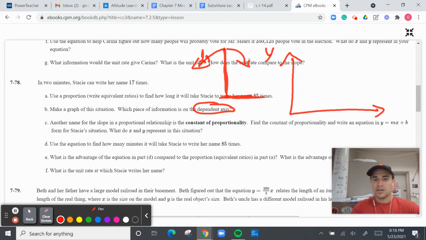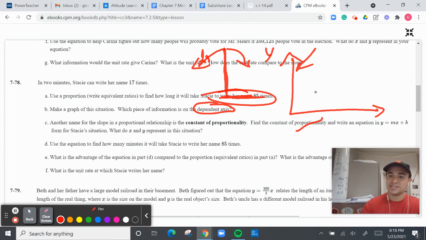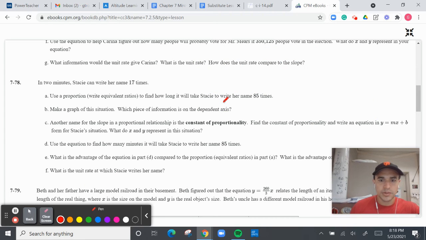So it depends on everything here. This is independent. Flat, you can leave it flat all you want. So it's completely separate. This depends on something to stand upright. This doesn't depend on anything. That's how I remember it. So anyways, what piece of information is on the dependent axis?